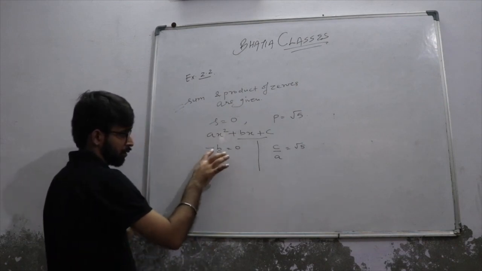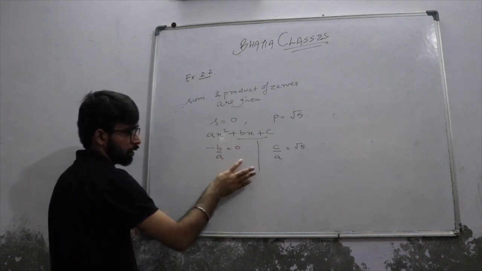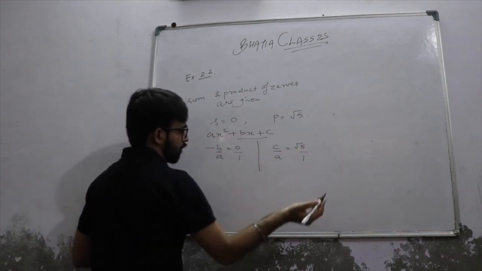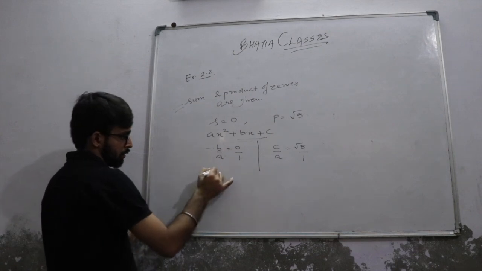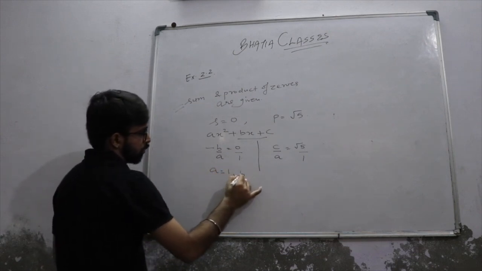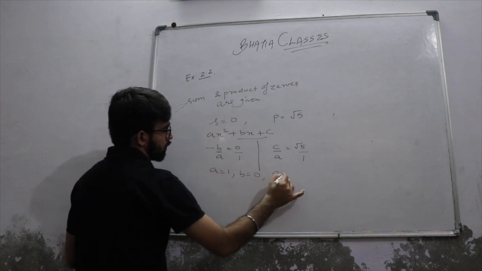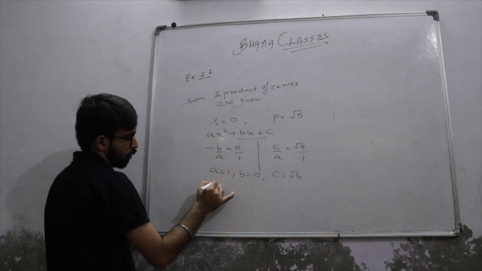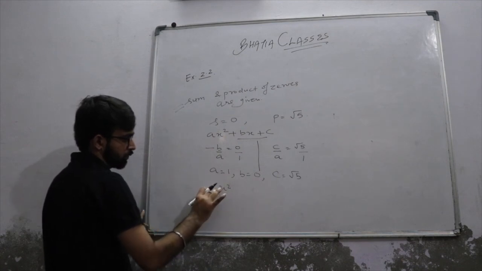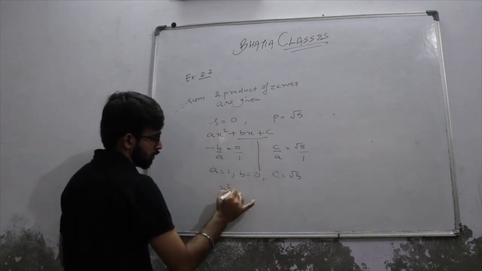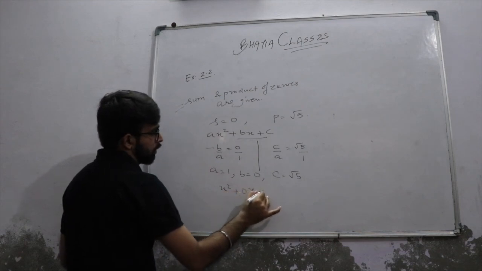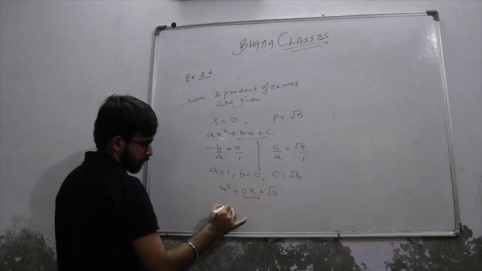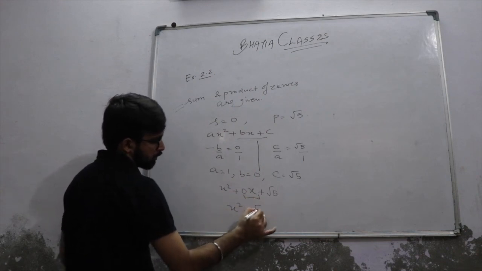You can clearly see b is equal to 0 and for a there is nothing, so don't apply 0, it is 1. Therefore, similarly, you have to do nothing. A is equal to 1, b is equal to 0, c is equal to root 5. Now putting these values in the equation, 1x square, remove the 1, that is understood. B is 0, so no x term, and c is root 5. There is no importance of the zero term, so therefore the equation will be x square plus root 5.